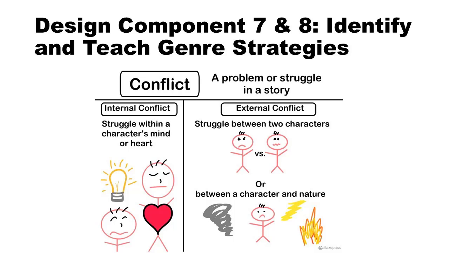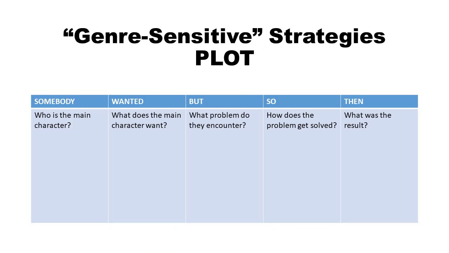Say that I want my learners to write flash fiction so that they can practice economy with language by writing these supercharged and very short stories. A genre-sensitive strategy would definitely have to be attention to plot. So I could use this basic outline to help students practice plot elements. Somebody that's a protagonist, wanted, motive, but, conflict, so, and then.